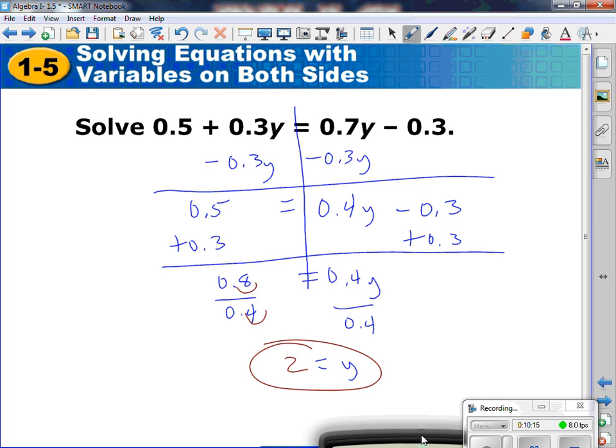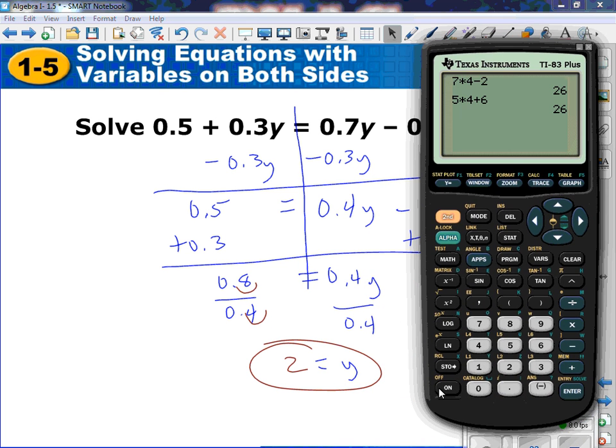It is not 0.2. The decimals do not just come straight down. I think some of you did that. You got to be careful of your decimals. To check that I did it correct. 0.5 plus 0.3 times 2, 1.1. 0.7 times 2 minus, what is it, 0.3? 1.1. They are equal to one another, so I know I did it correct.